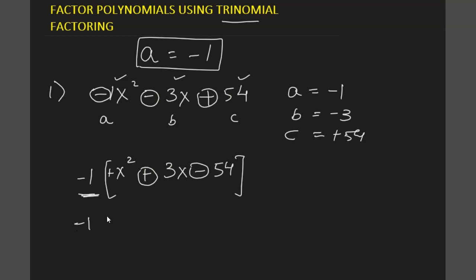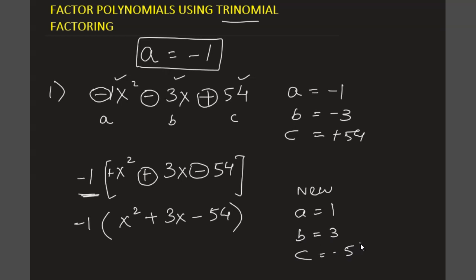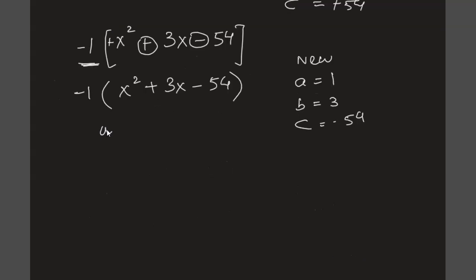After taking this -1 out, we will proceed with the question in the same way as we did in lesson number 5. Now we have our a as 1, b as 3, and c as -54. So the first step is to multiply a and c, which is 1 times -54, giving us -54. And that's my product. My product is -54. My sum that I'm looking for is 3.